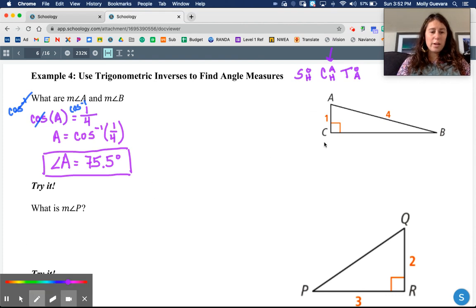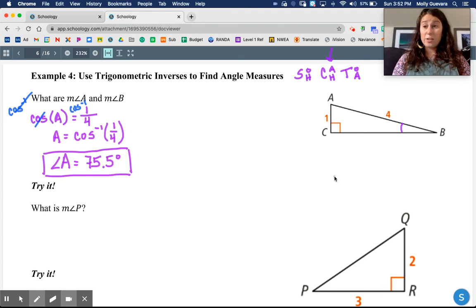If I want to find the measure of angle B, I'm going to do the same thing. Well, there's two ways. One, you could just do 180 minus 90, minus 75.5.